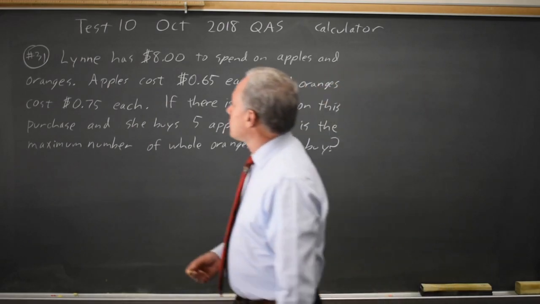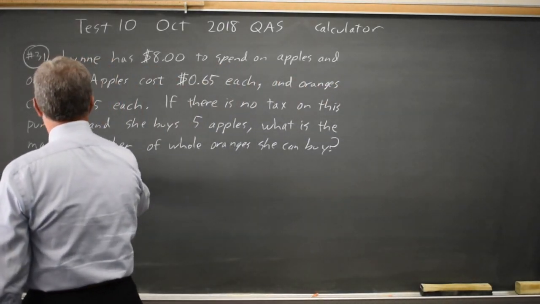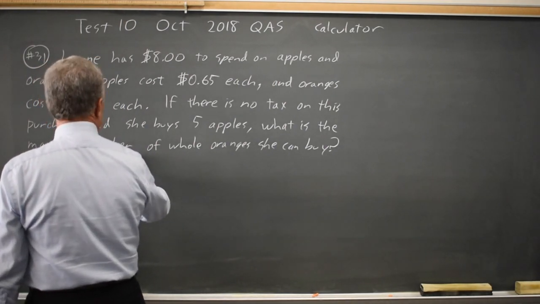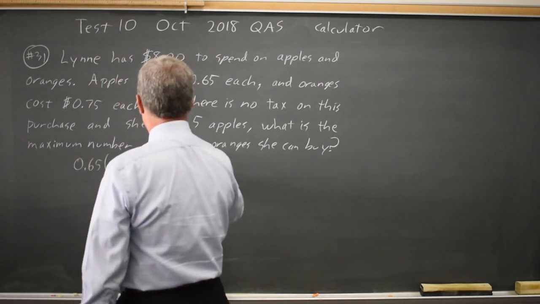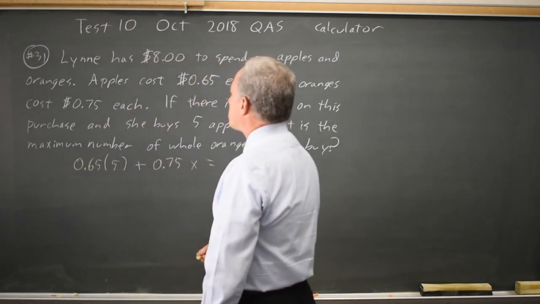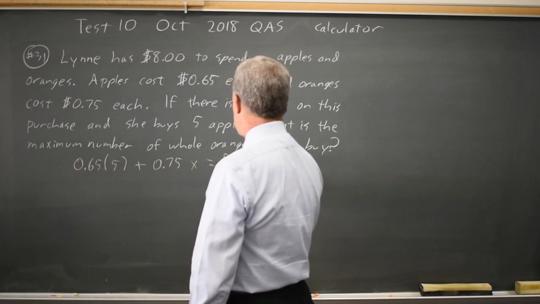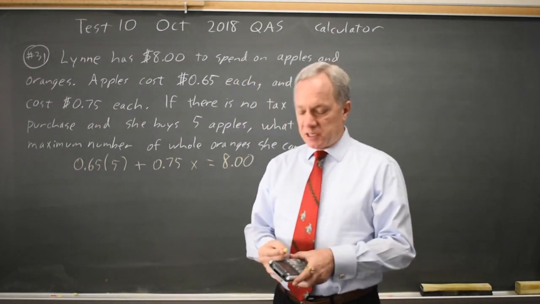So the price of apples is 65 cents each, so the total price we're paying is 0.65 times the number of apples, which we're told is 5, plus the price of oranges is 0.75 times the number of oranges, which I'll call x. I'm going to set that equal to the total amount we have, which is $8. And I can solve this fastest on my calculator.